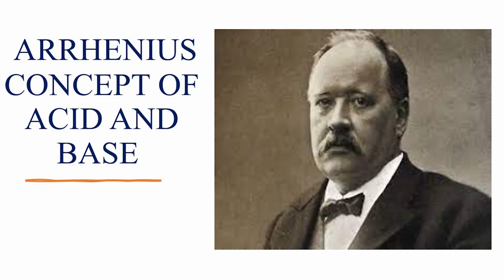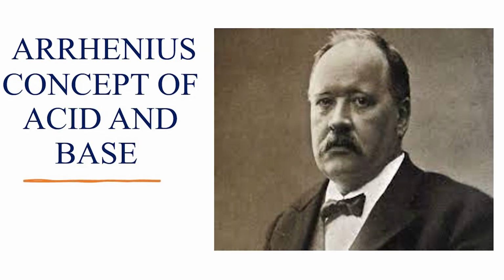So, how can we identify a substance as an acid or base? For this, you have to study the different concepts of acids and bases put forward by different scientists. First, we shall study one of the famous concepts put forward by Arrhenius, and the concept is known as the Arrhenius concept of acid and base.